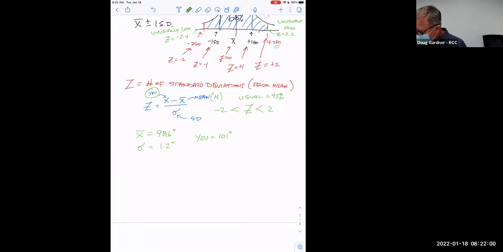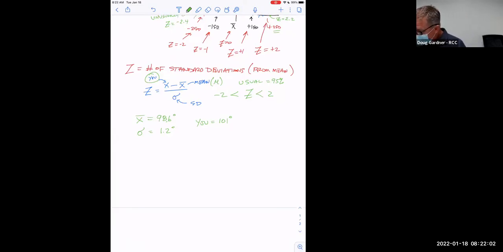So what does this formula up here say to do? Well, we want a z-score. The z-score is x, the individual number, minus the well-established mean, and then finally divided by the standard deviation.